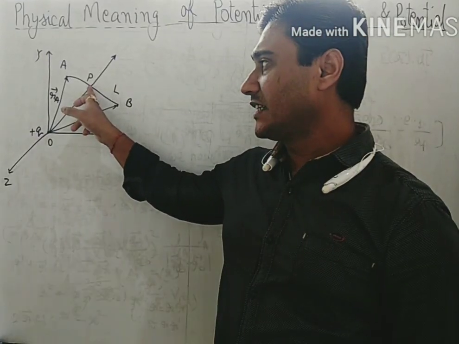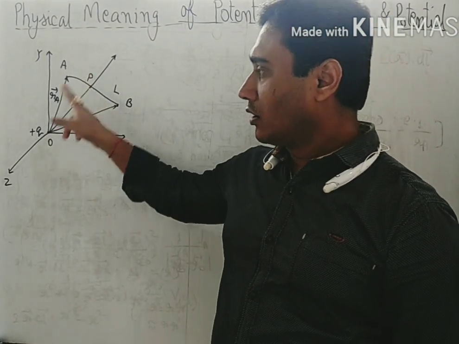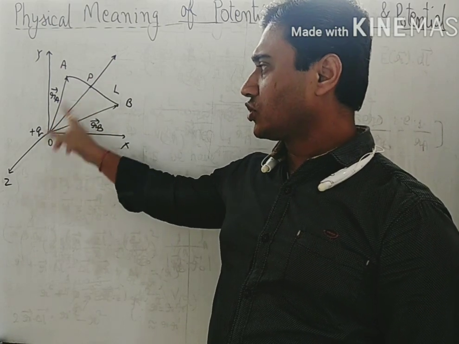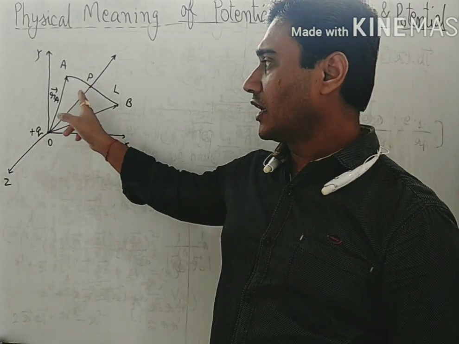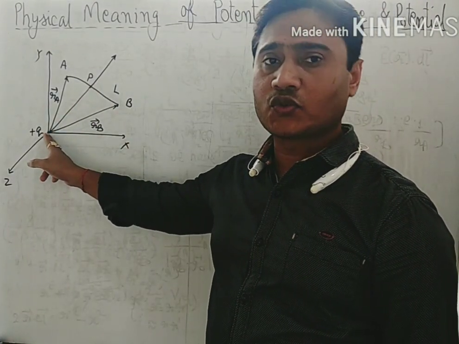As we know, the presence of the test charge here at P will cause the application of an electrostatic force as Q naught into E due to the electric field of this source charge.